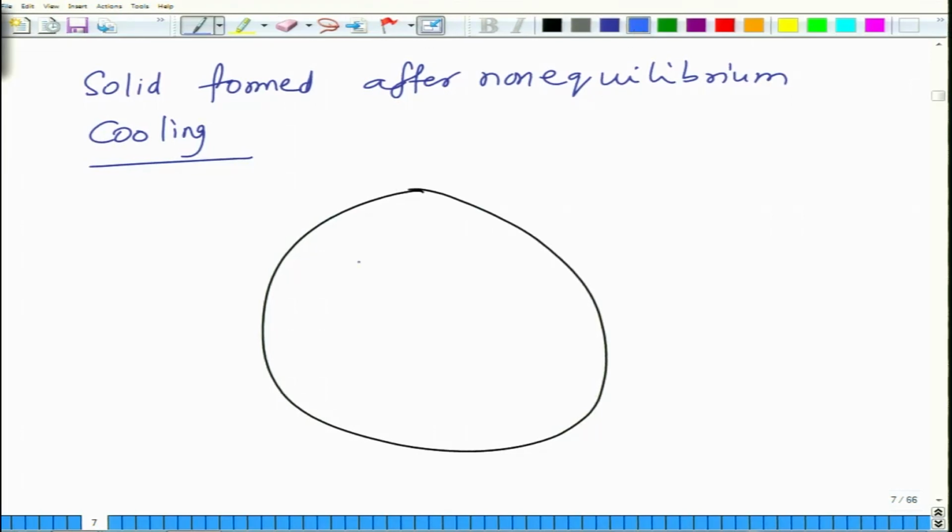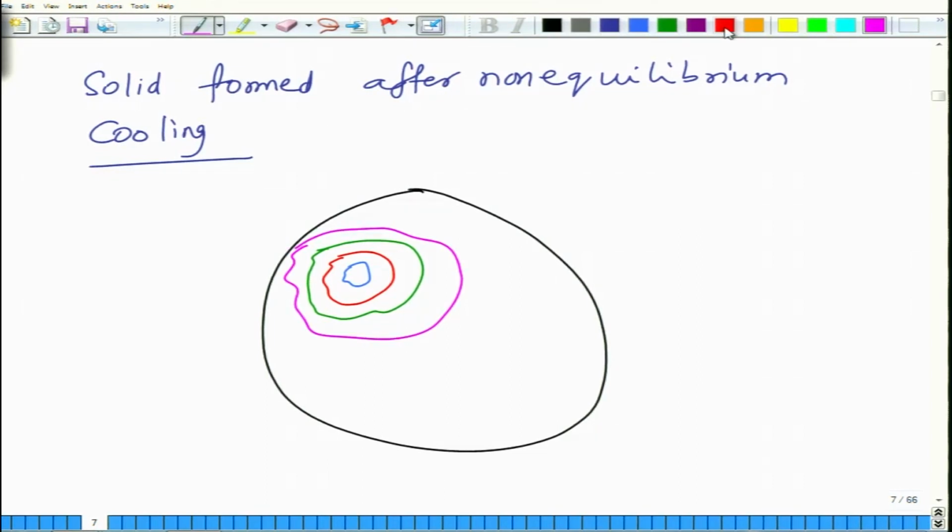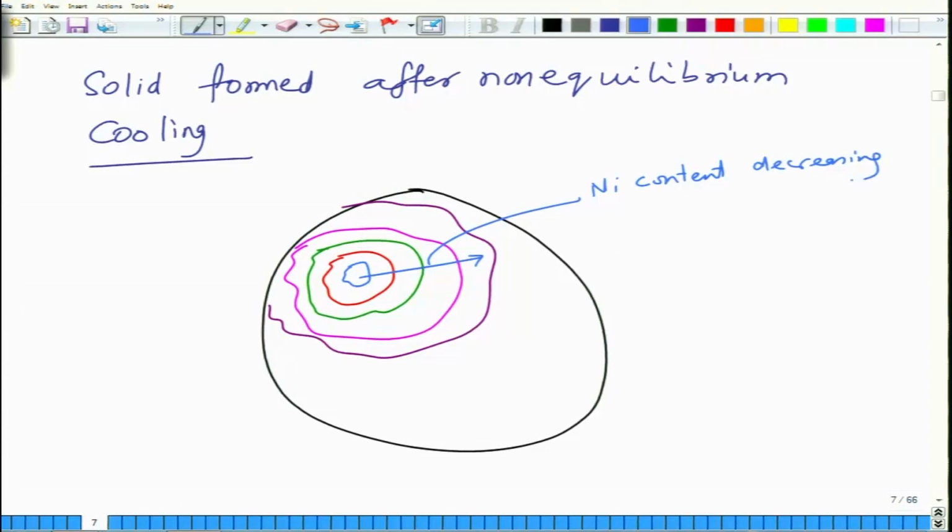Okay. So the first solid formed was this, the next solid would be like that, next solid would be like this, and then you will have like this, and then you will have like this. So you will have different variations. You start at, so your nickel content is basically decreasing. As a result, you might have the same situation somewhere here.